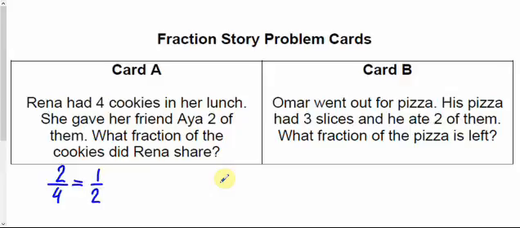Omar went out for pizza. His pizza had 3 slices. He ate 2 of them. What fraction of the pizza is left? If he ate 2, how many slices are left? Of course 1. He had 3 slices, he ate 2, so he still had 1. So it will be 1 out of 3. The left slices is 1 out of 3.